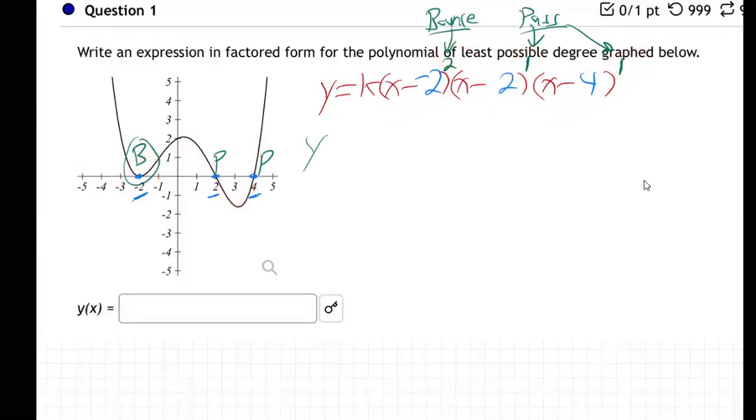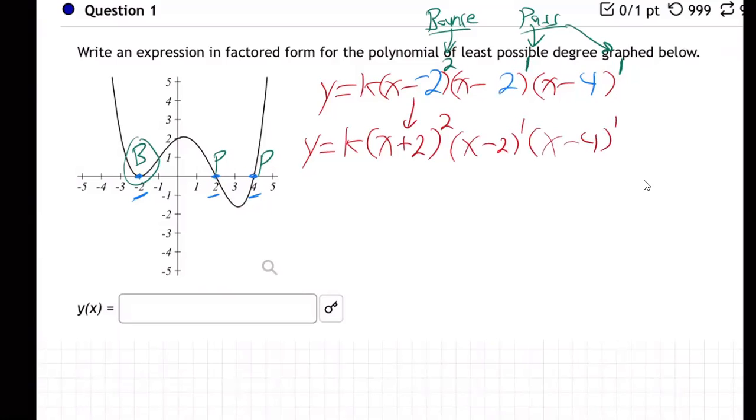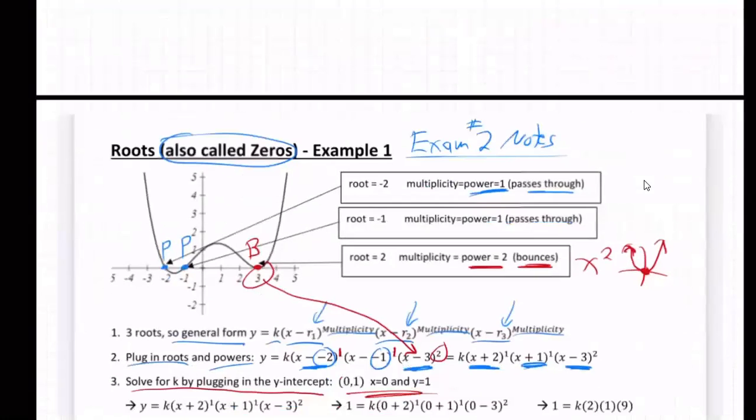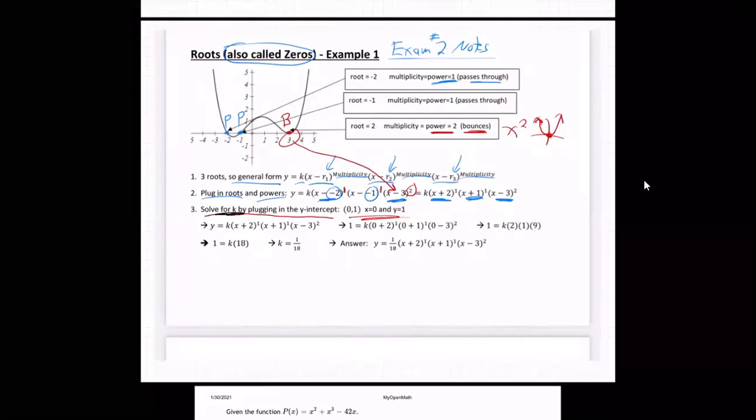Okay, so then what do I have? We have y equals k, x plus 2, right? Double negative becomes positive. x minus 2 to the first, x minus 4 to the first. Now, what do we do at this point? Now we plug in, go back to step 3. Now we're ready for step 3. Solve for k by plugging in the y-intercept.